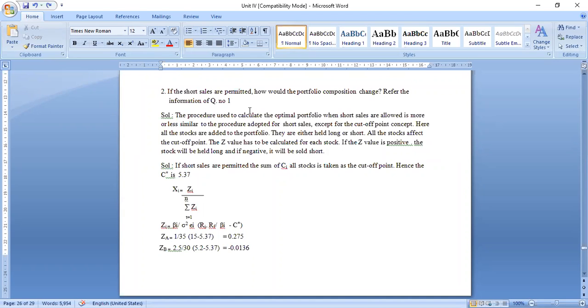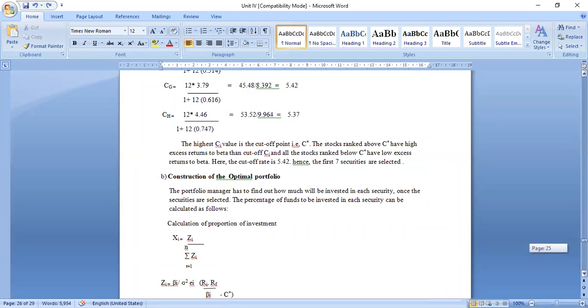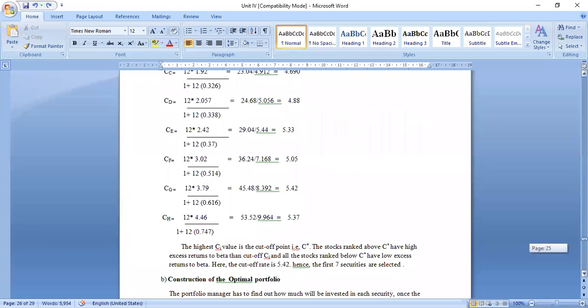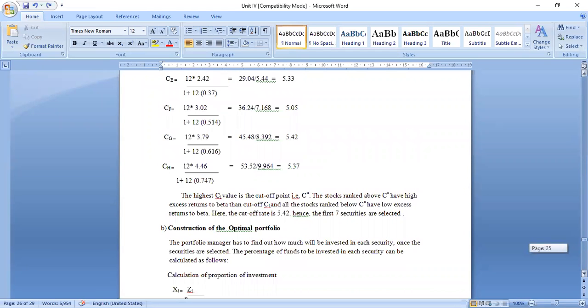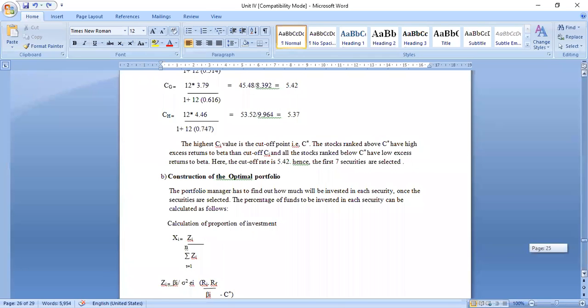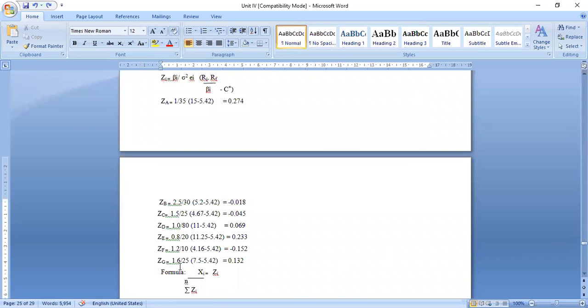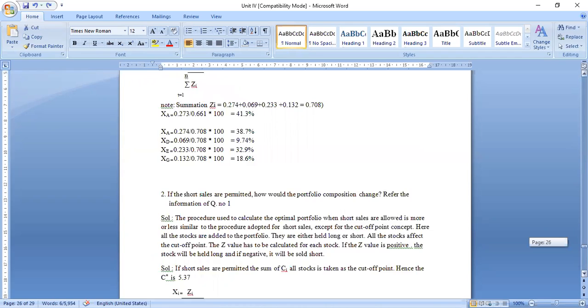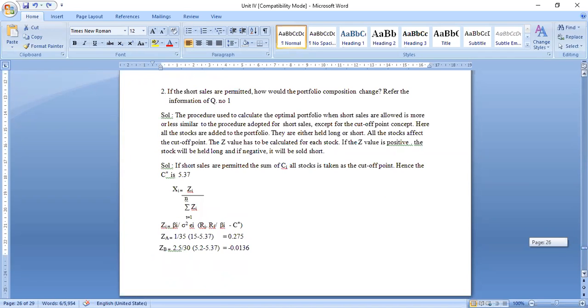So this is a problem where you have a Sharpe's optimum portfolio with short sales. All of the calculation will remain the same up till the calculation of CI values for all the stocks. But when it comes to constructing the optimal portfolio, the Z value, as you can see, was limited only to security G, but with short sales you are going to include even security H. So that is the difference between without short sales and with short sales. Now here also the values will change. Here I have taken 5.37, here it is going to be 5.42.